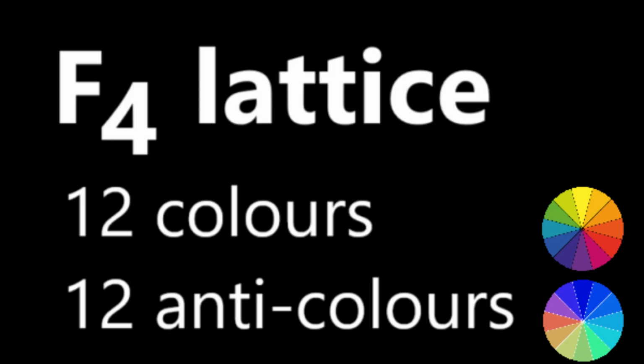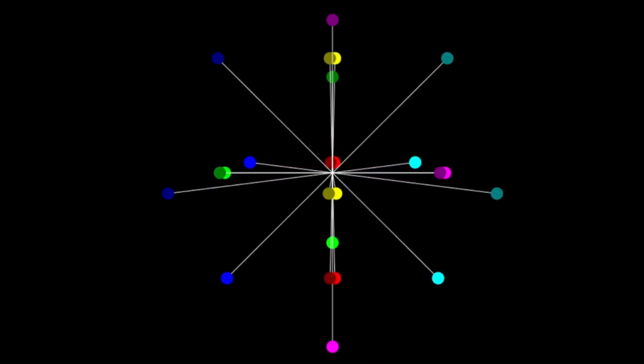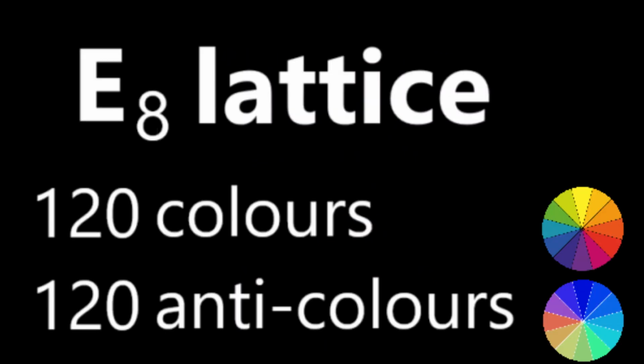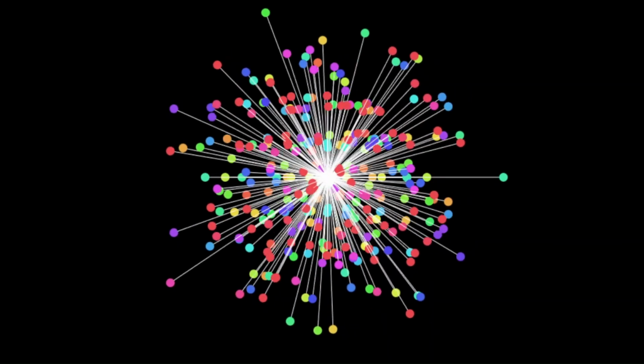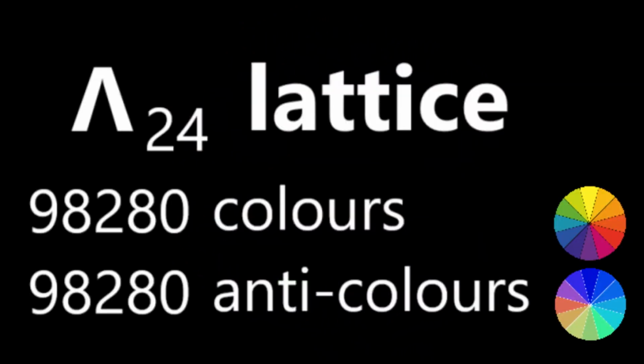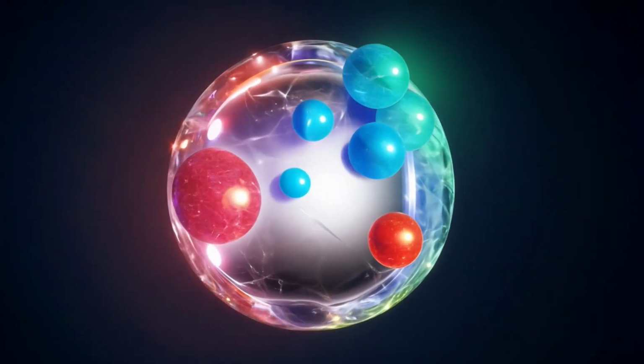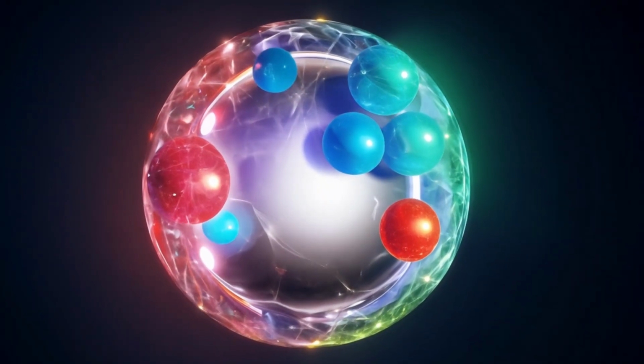Some other interesting lattices include the 4-dimensional lattice called F4, which has 12 colors and 12 anticolors. The 8-dimensional E8 lattice, which has 120 colors and 120 anticolors. And the 24-dimensional Leech lattice, which has 98,280 colors and the same number of anticolors. A universe with such color charges would contain hadrons with a large number of quarks.